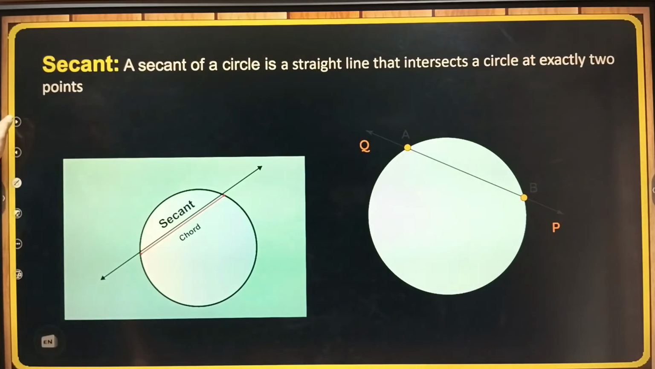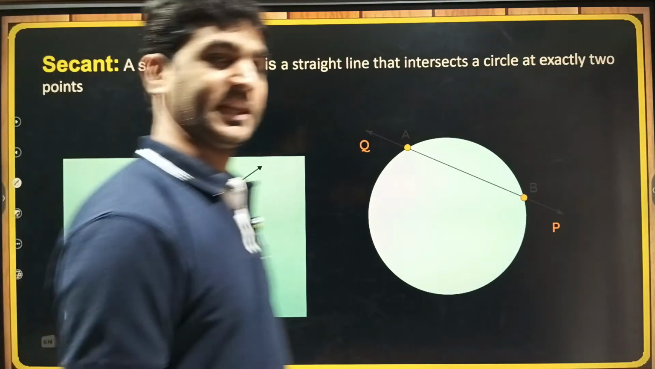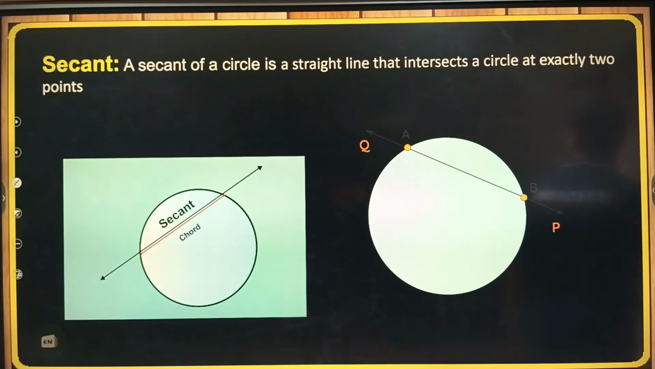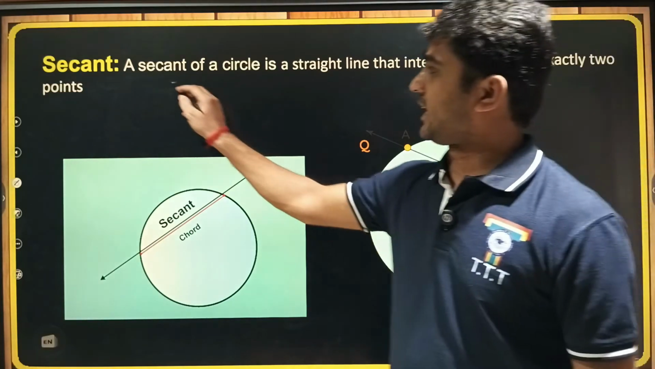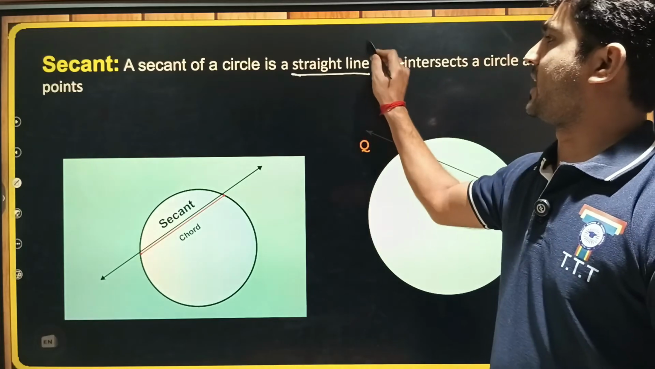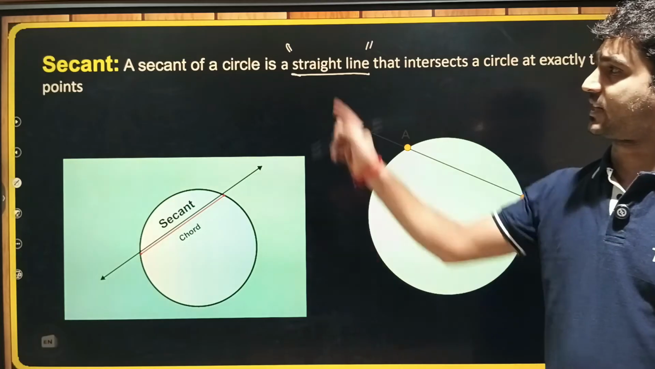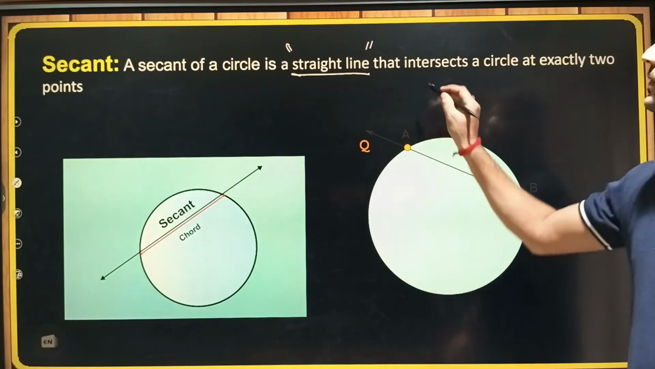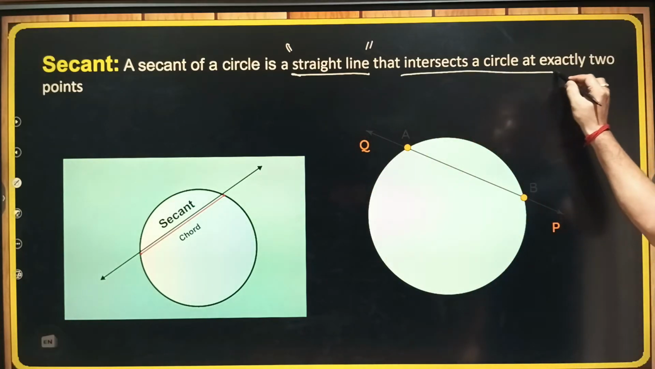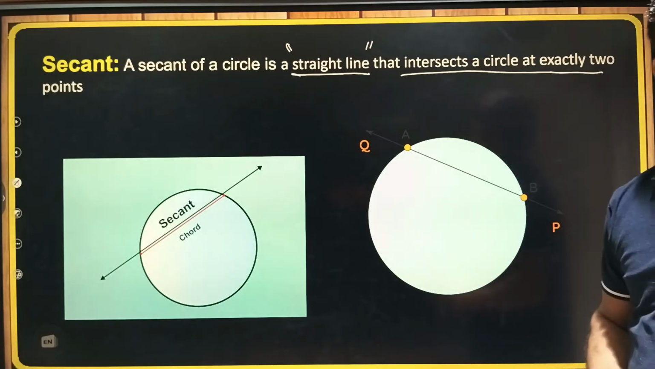Next definition, dear friends, secant. What do you mean by secant? Any idea? Anyone? See, dear friends, a secant of a circle is a straight line. It can be considered as a line. It is a straight line. Secant of a circle is a straight line that intersects a circle at exactly 2 points.